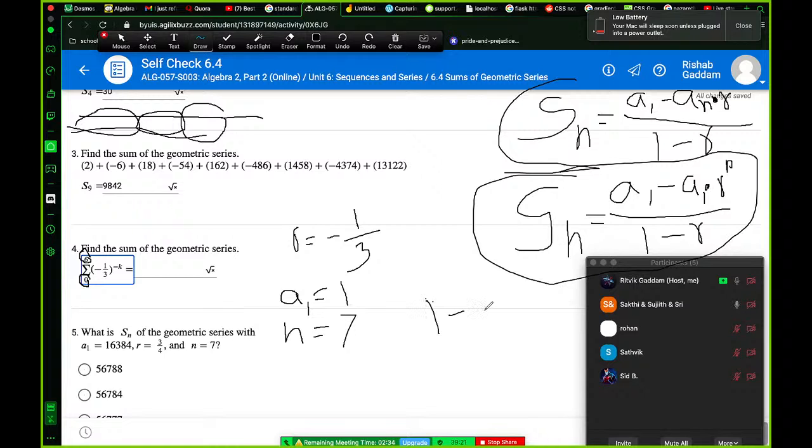Oh, so it's just 1 minus 1 times -1/3, to the power of n. So to the power of 7. So then I would just do 1 minus 1 times... So would it be 7.1.3? Oh, 1/3. Yeah, that's 1 and 1/3, so that's 4 over 3.